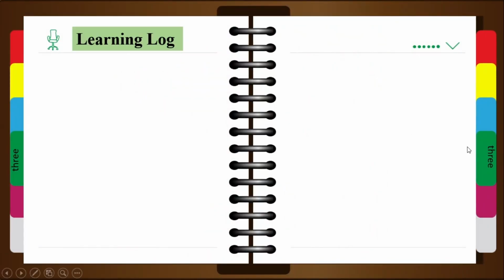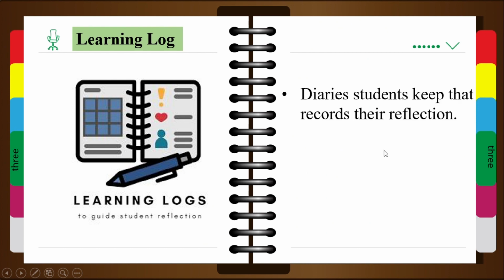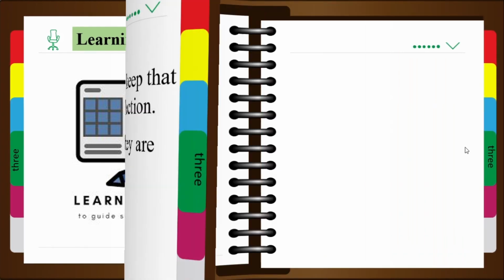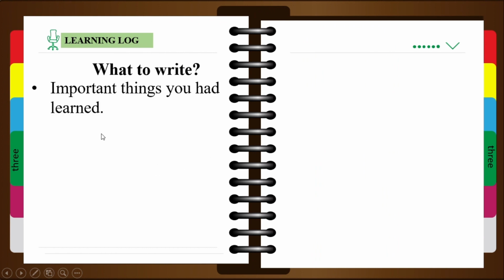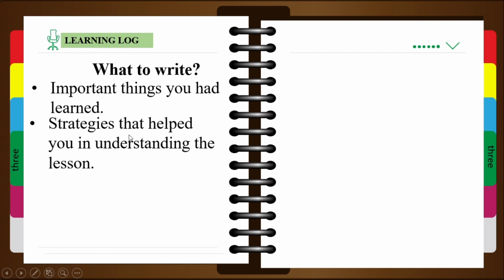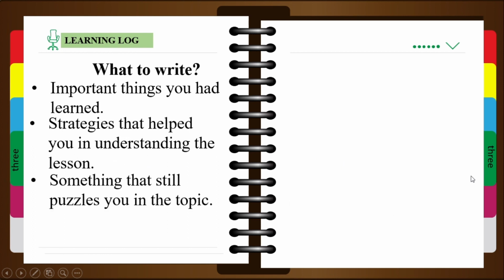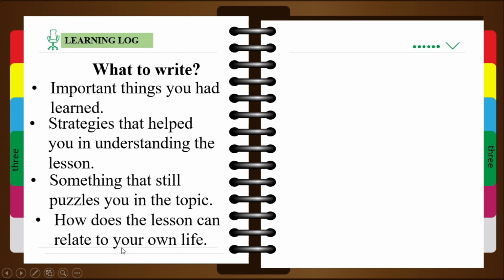So next is the learning log. A learning log or diary is what students keep that records their reflection. This is what and how they are learning. So what to write in your learning log? You can write important things that you have learned. You can also write the strategies that help you in understanding the lesson. You can also write something that still puzzles you in a topic, and how the lesson can relate to your own life.